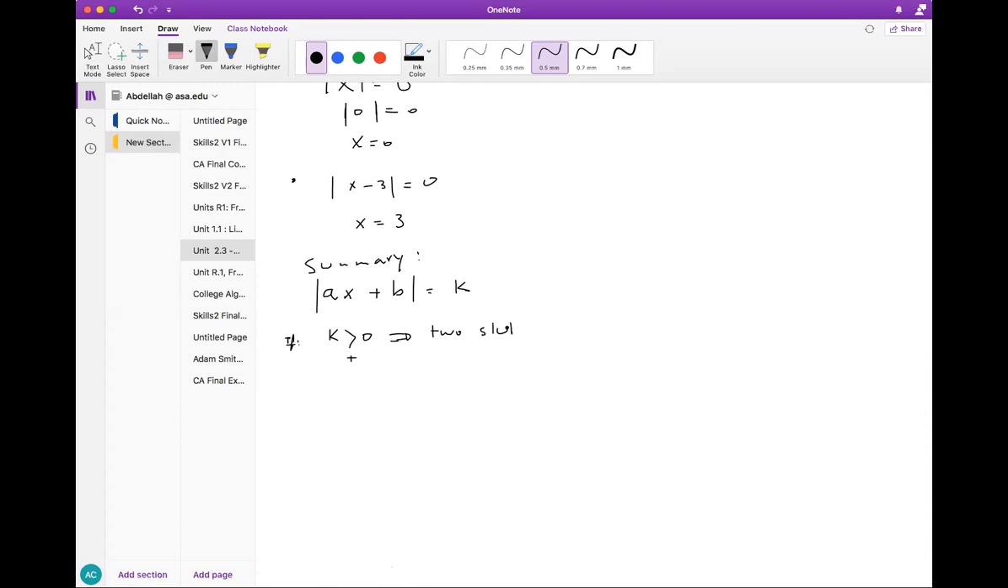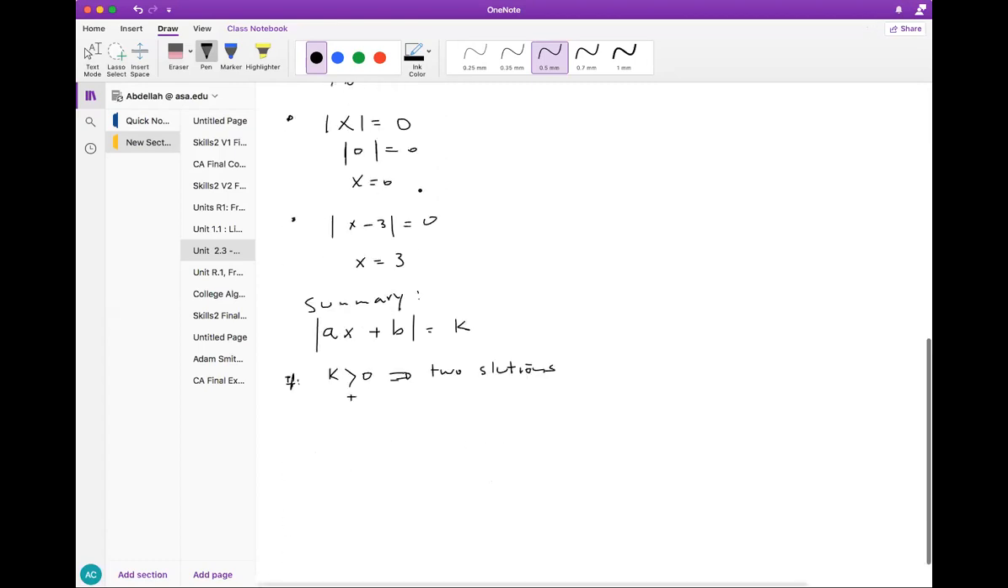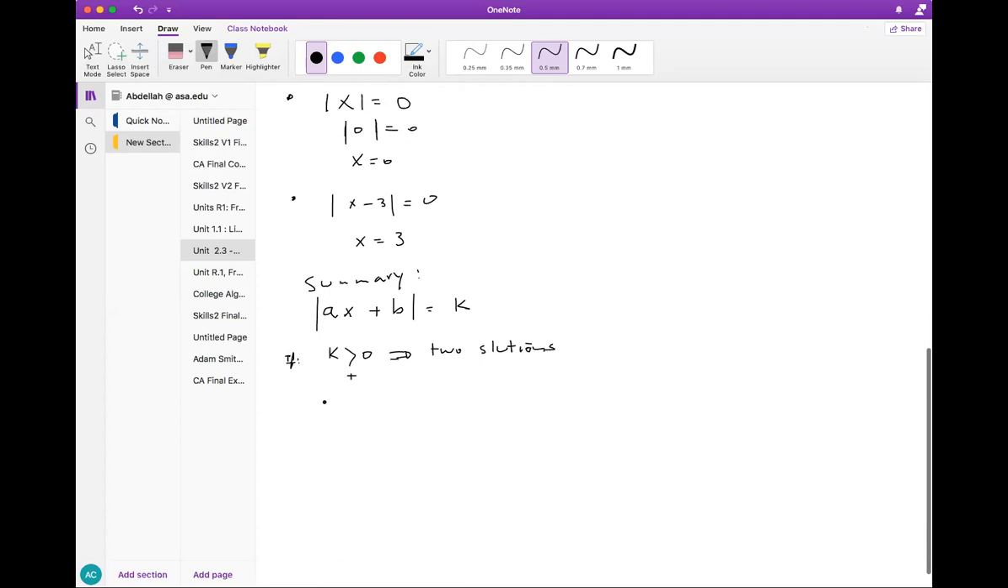What if k was negative? So we have a negative number, for example -1 or -3. How many solutions is that? It would be no solutions, right? That's right. So k negative, or less than 0, means no solution.